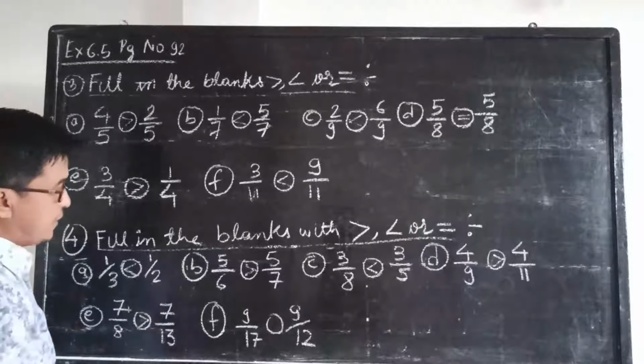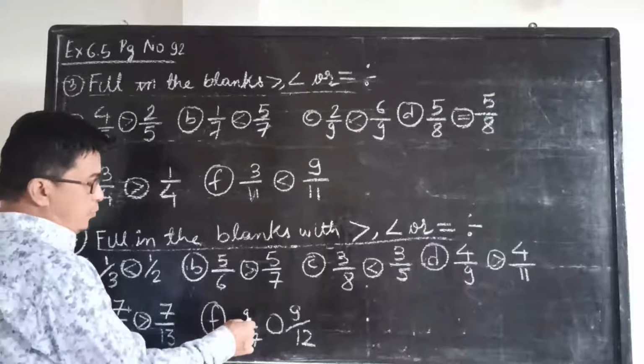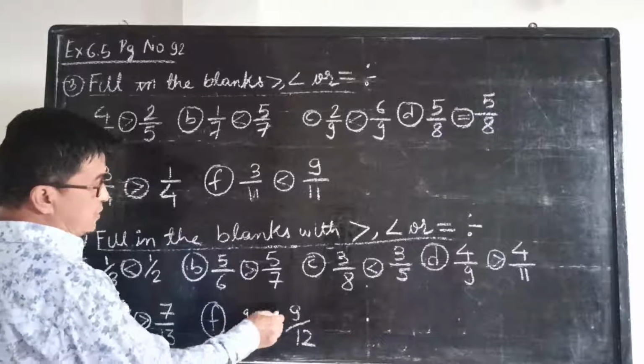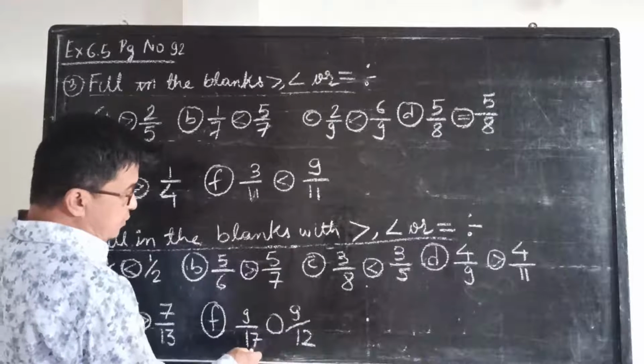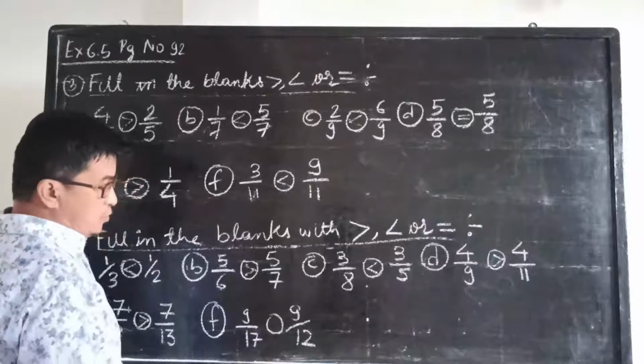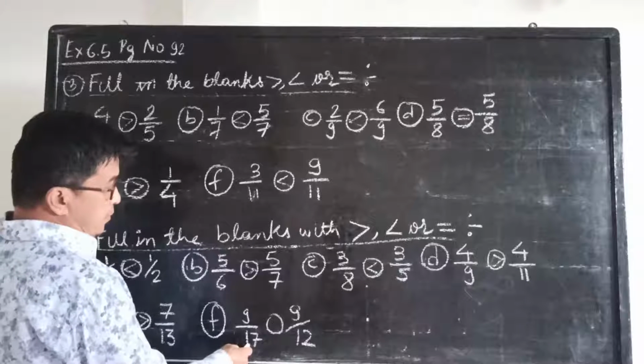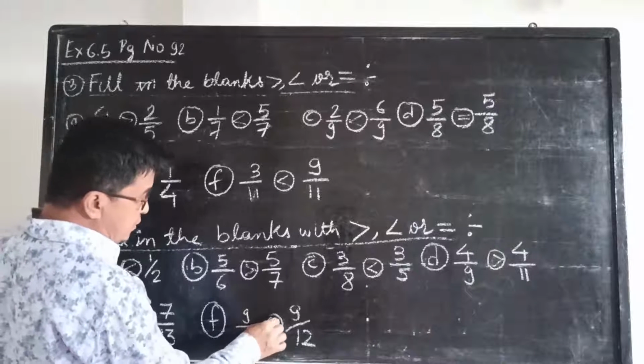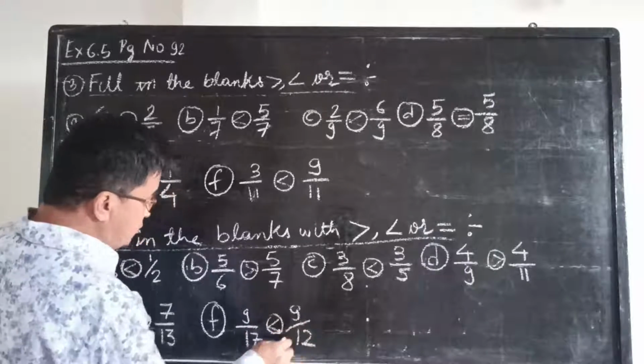Now F, 9 upon 17 and 9 upon 12. Now numerators are same, denominators different. Here 17, here 12. So 17 is more than 12. That means this is small. 9 upon 17 is smaller than 9 upon 12.